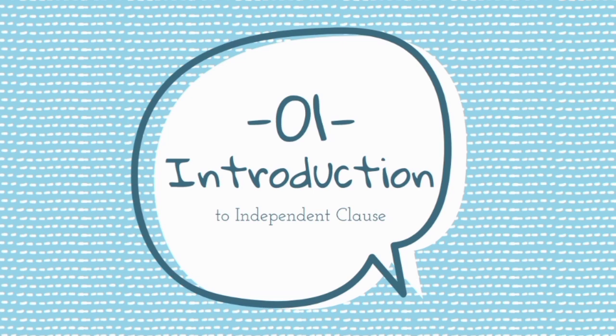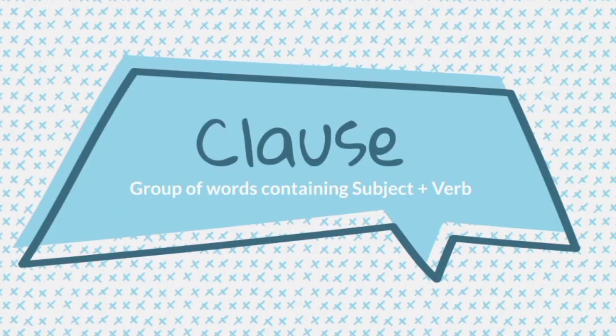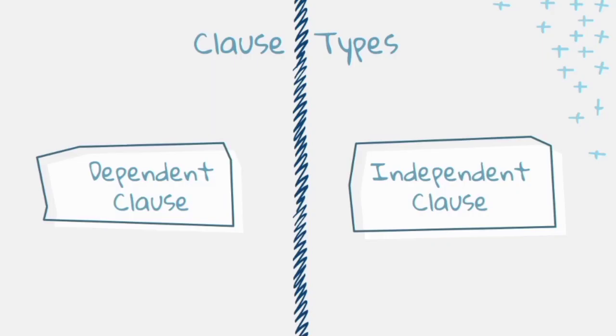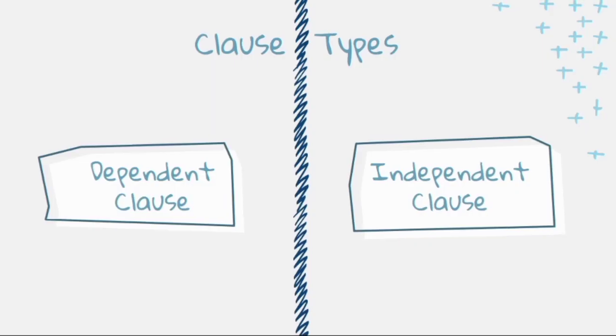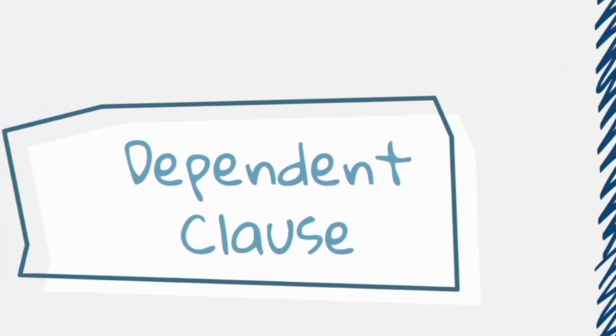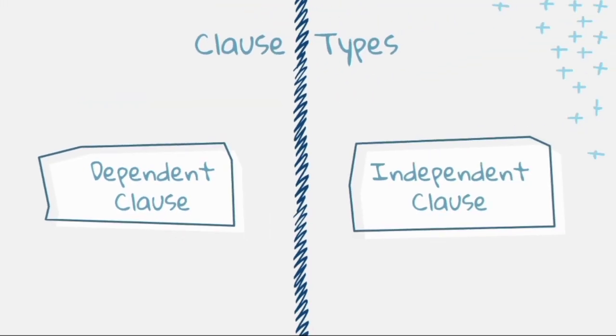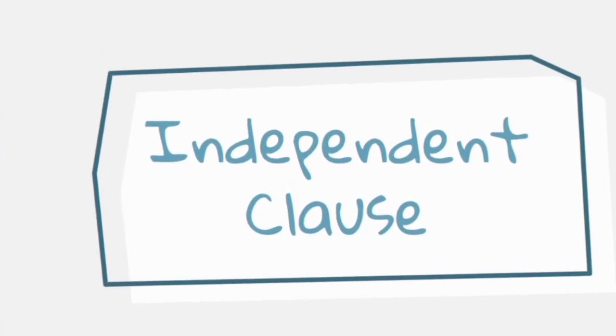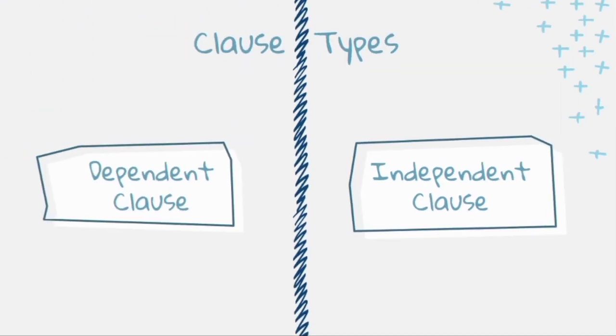Moving on to the first material, we will talk about what is independent clause. As you might have known, clause itself is a group of words that contain a subject and a verb. There are two important types of clause, and they are dependent clause and independent clause. In this video, we will learn more about independent clause.